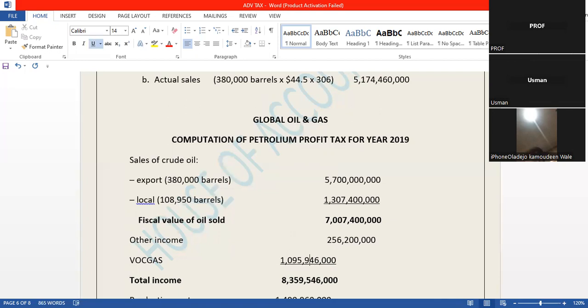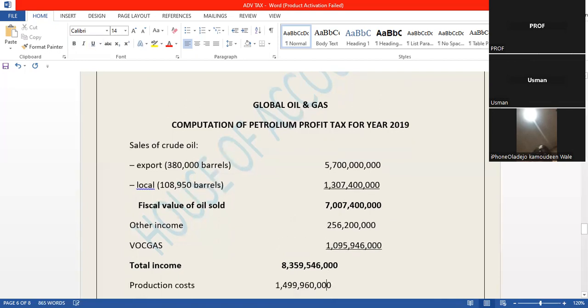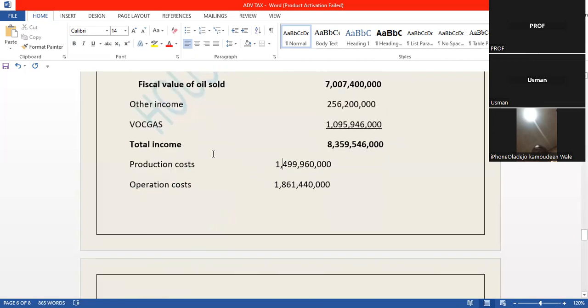So what you have been doing since morning, we've not even gotten to the first instruction. They said we should calculate adjusted profit, which we are yet to even calculate. So we're about to start doing that now. Now, these are the cost aspects of this information given to us. So production cost is a direct cost and it's also an allowable cost.